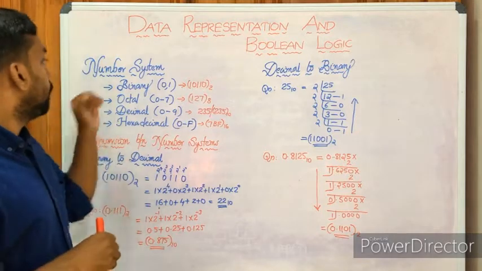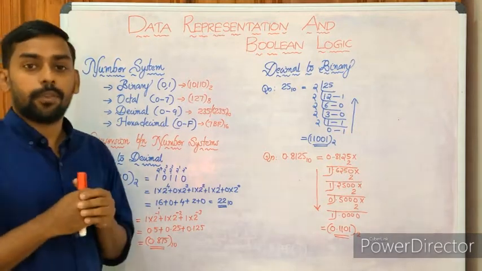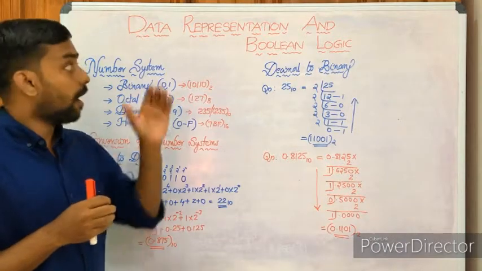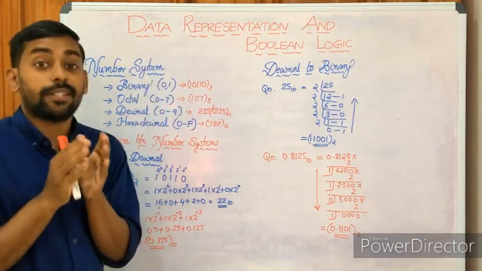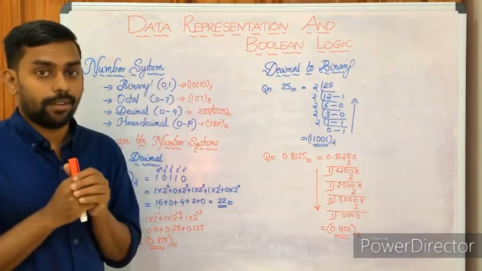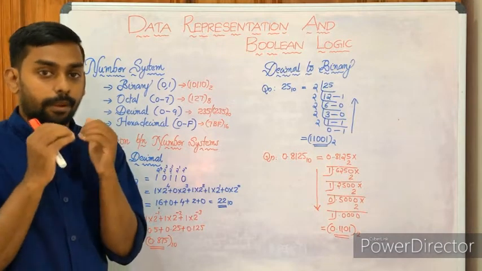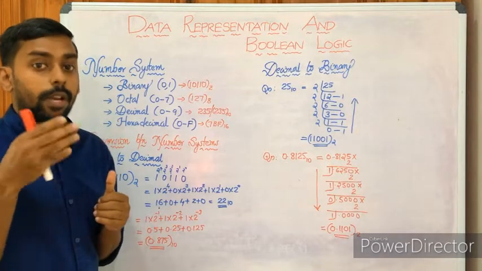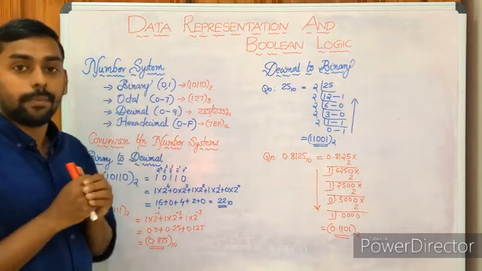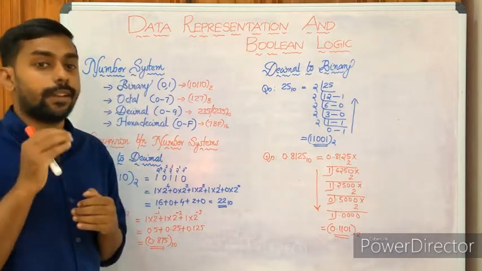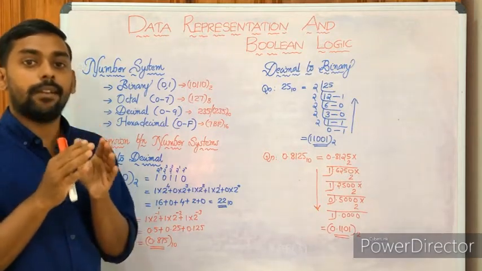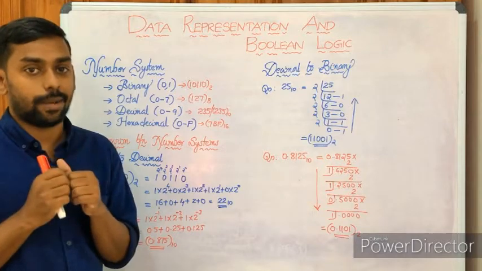So first topic, number system. You know what a number system is? Number system is an organized way of representing numbers. And data representation means representing data in computer memory, and we mainly deal with numeric data, numeric value. We have four number systems: binary, octal, decimal and hexadecimal.